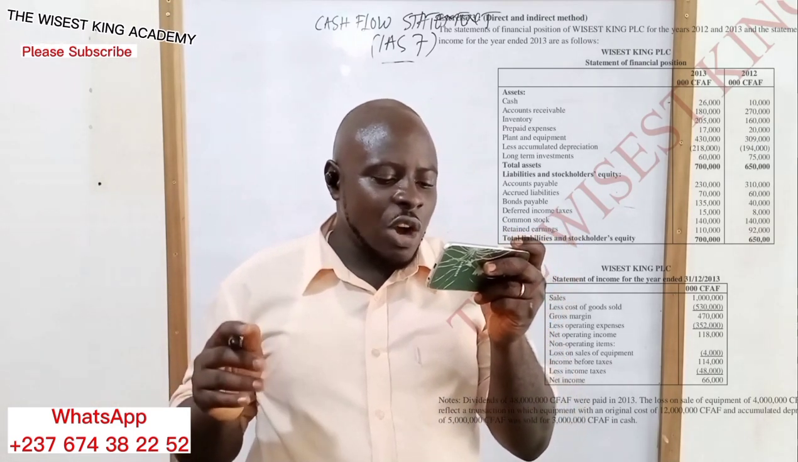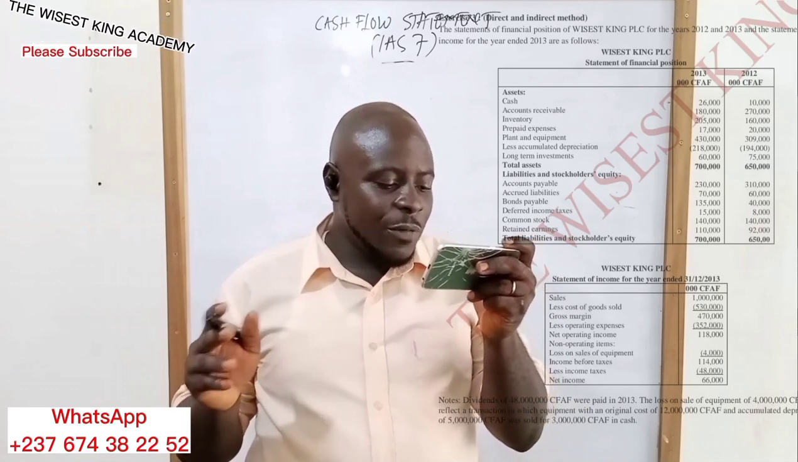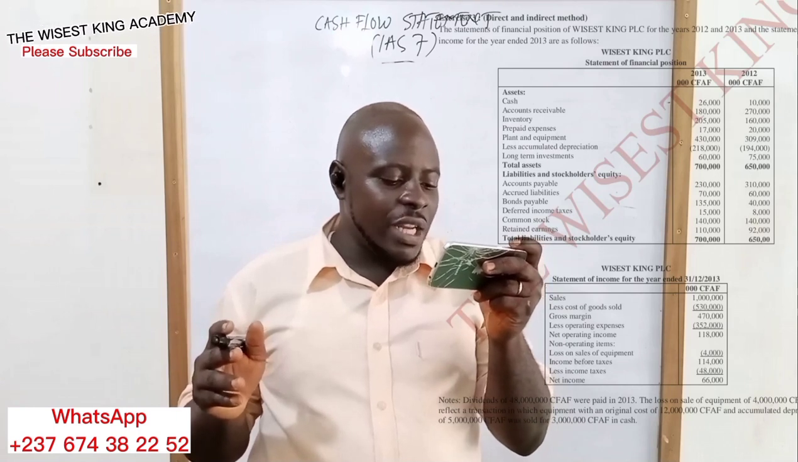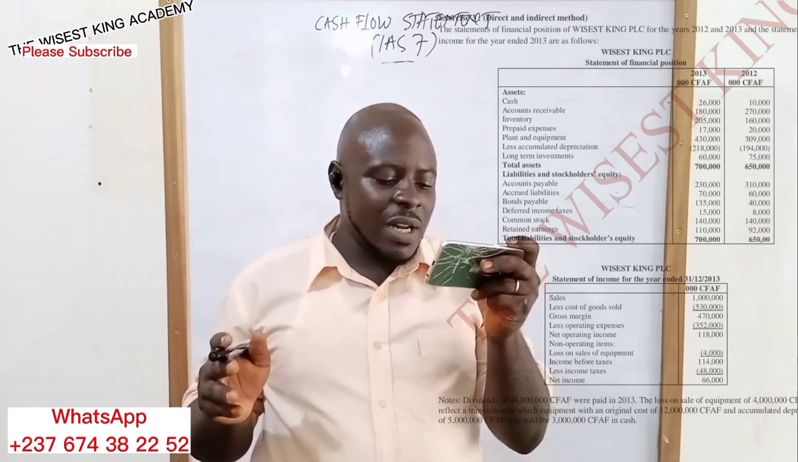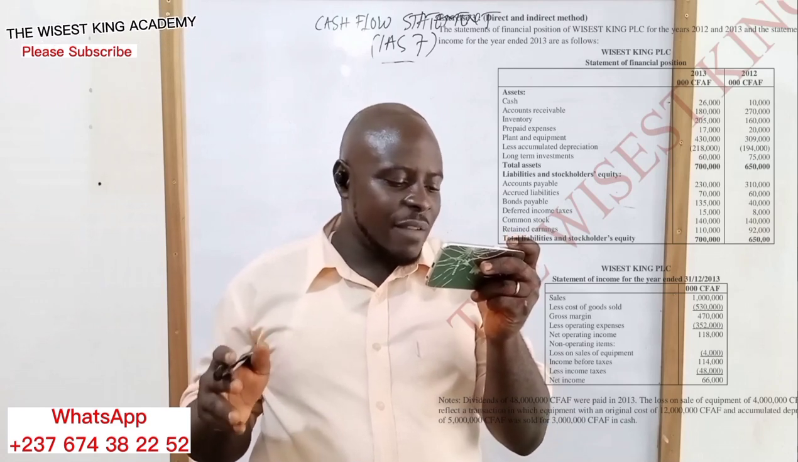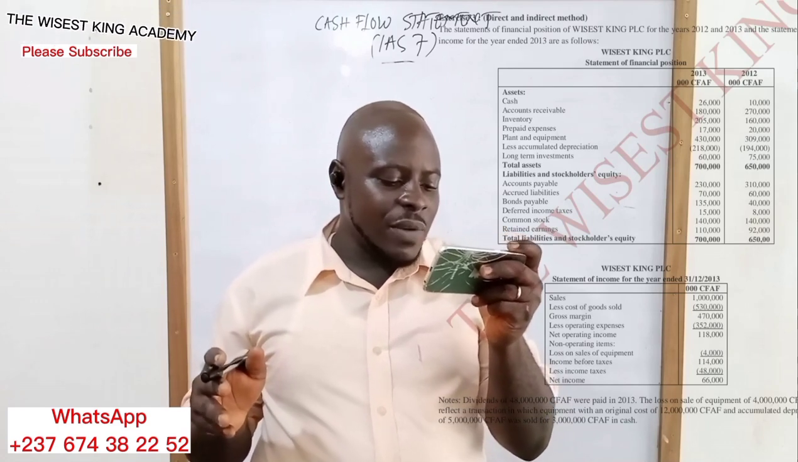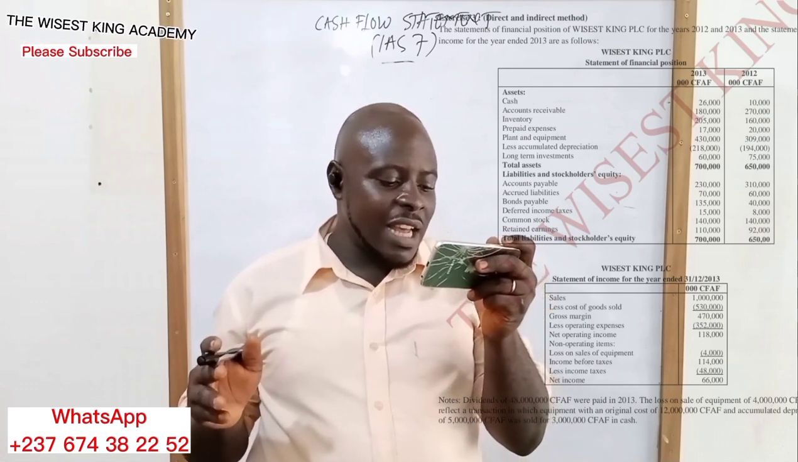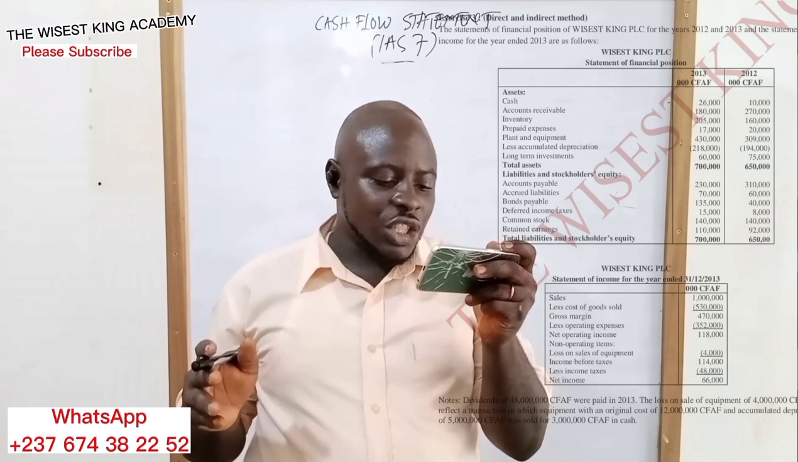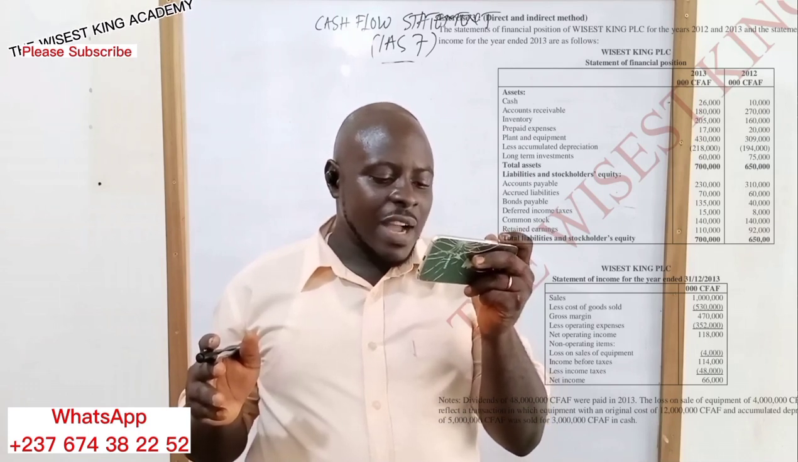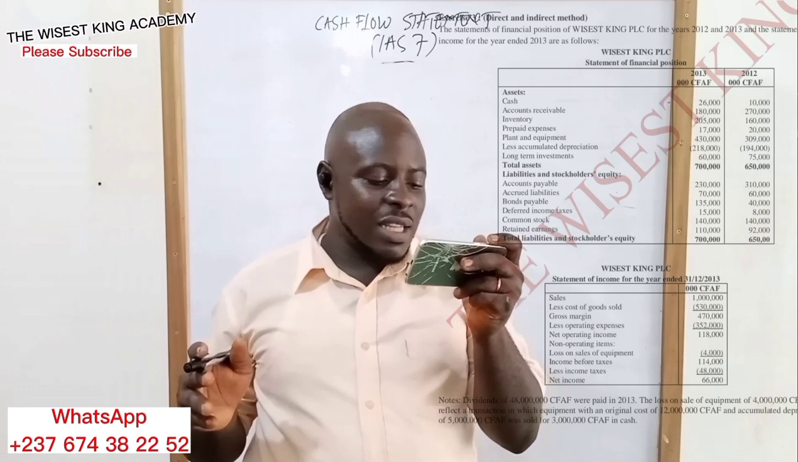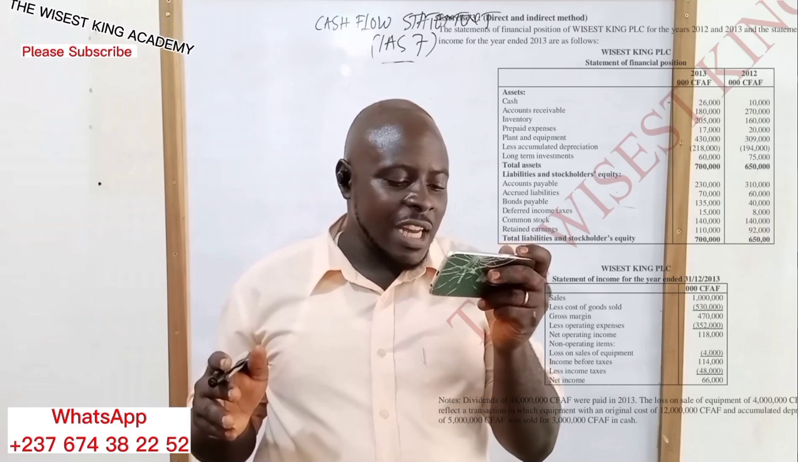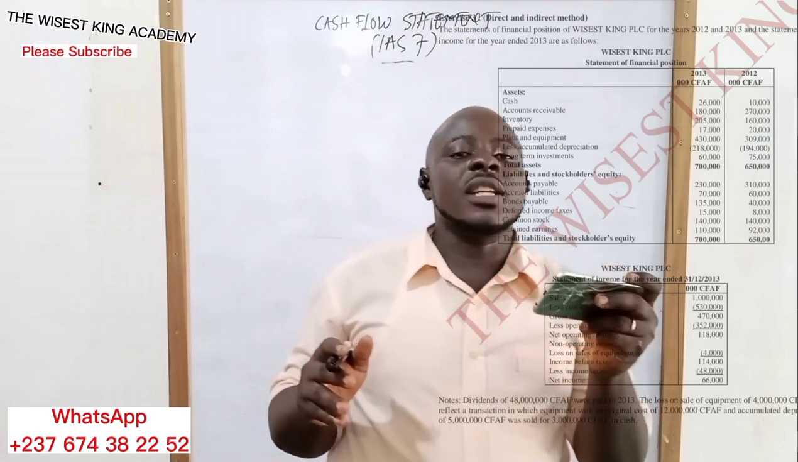The loss on sale of equipment of 4,000 or 4 million reflects a transaction in which equipment with an original cost of 12 million francs and an accumulated depreciation of 5 million francs was sold for 3 million francs in cash. Now, required, use the direct and the indirect methods to determine the net cash provided by operating activities for 2013 and prepare a statement of cash flow for the year ended 31st December 2013.